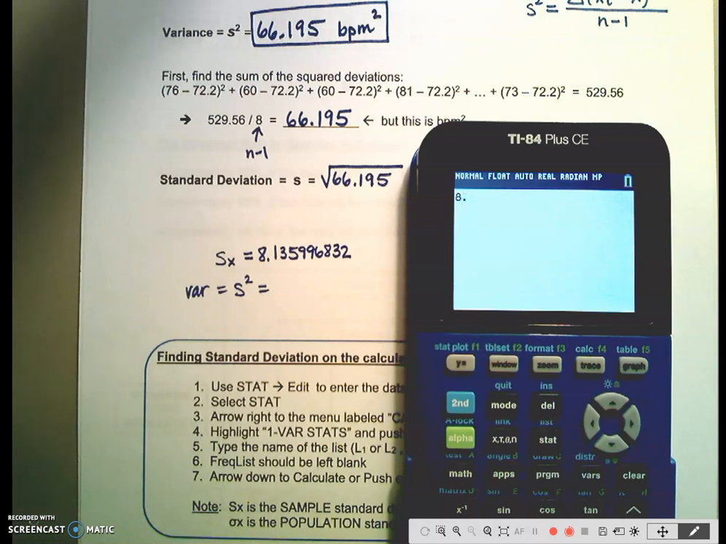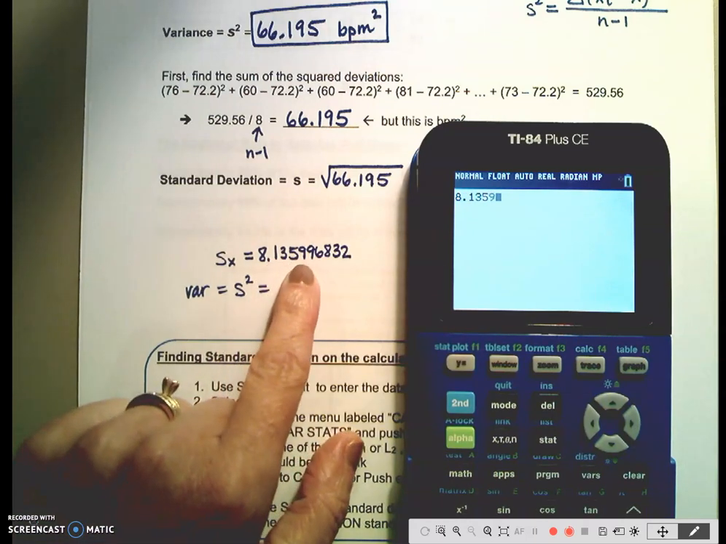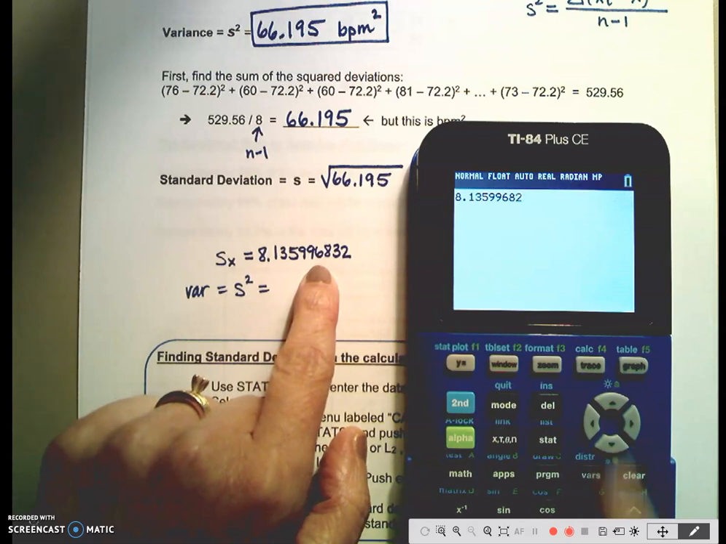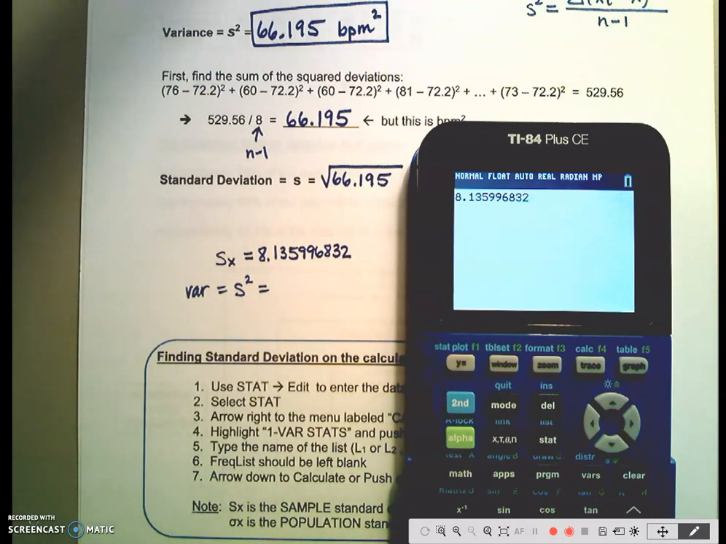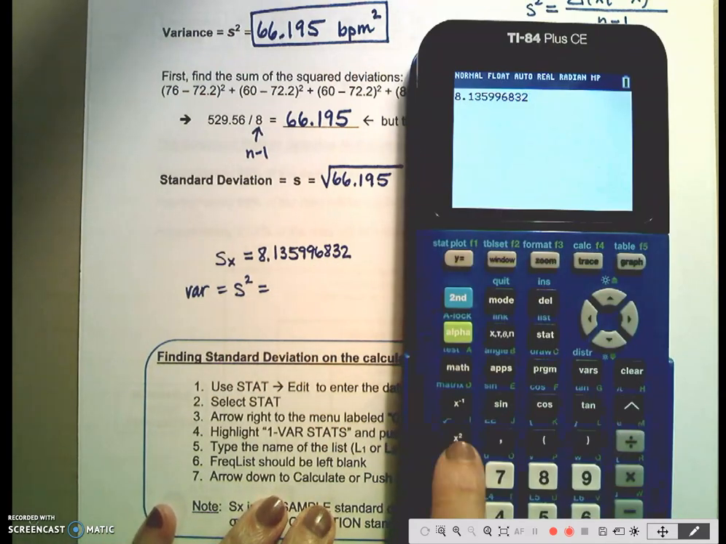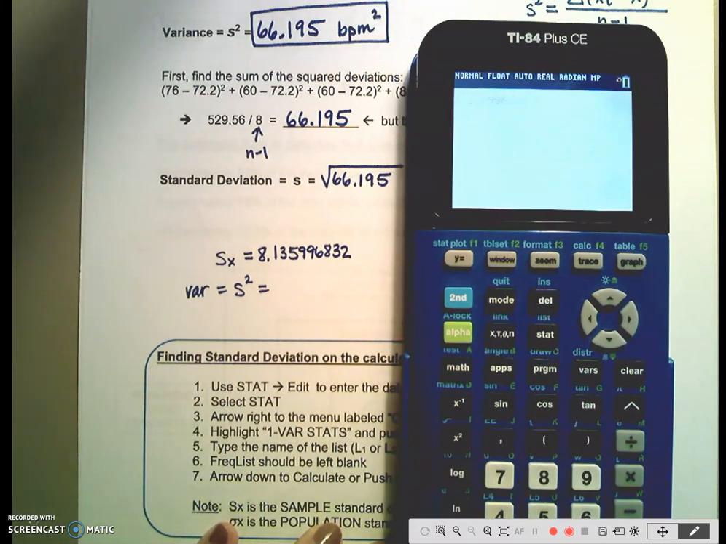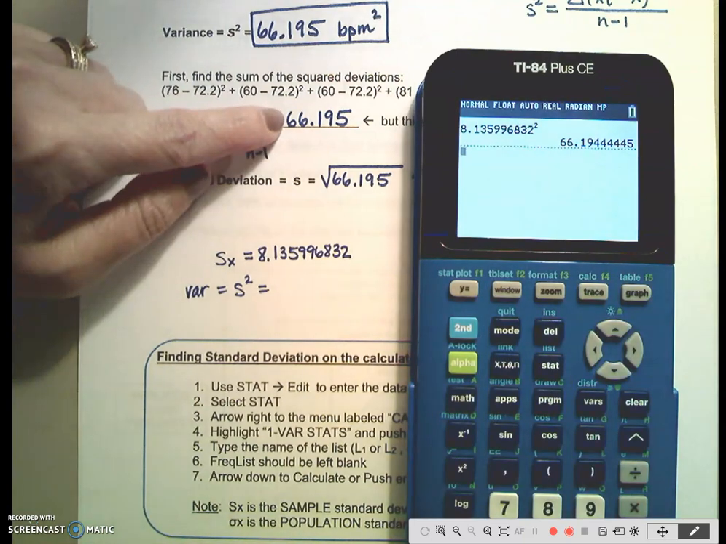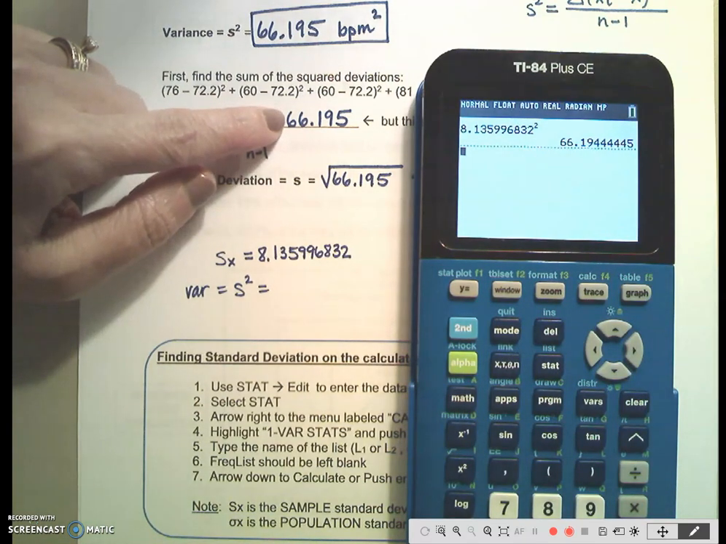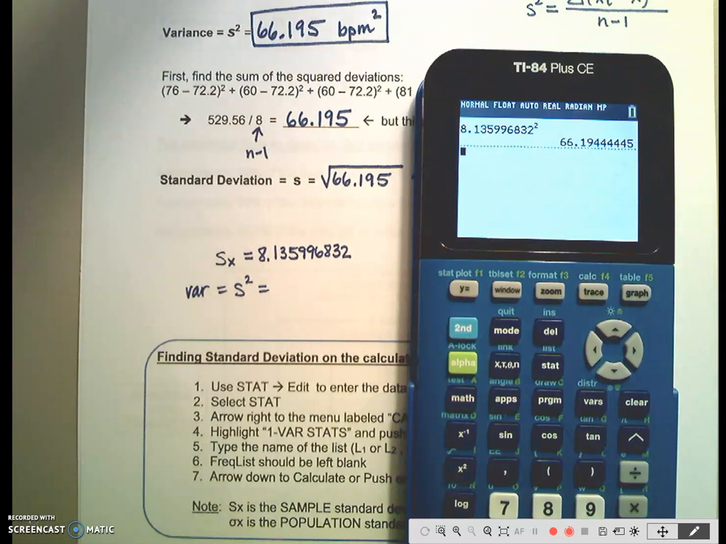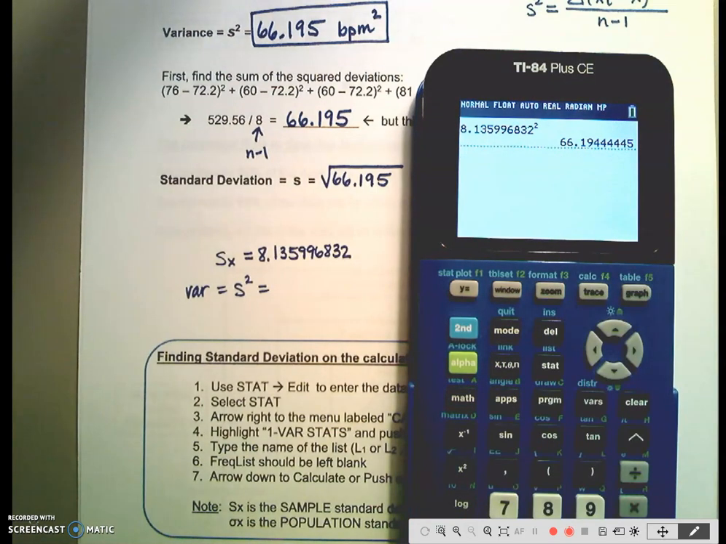So 8.135996832. Take that number and then you square it. Don't square root it. You want to square it. And that will give you the variance that we had here. See, I had a little bit of round off error just because of the way I did it. But that would be the variance that you would use on MyMathLab.